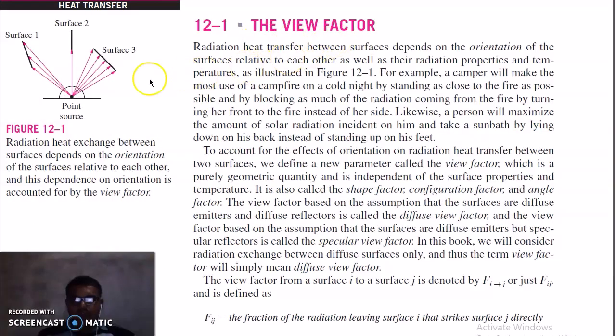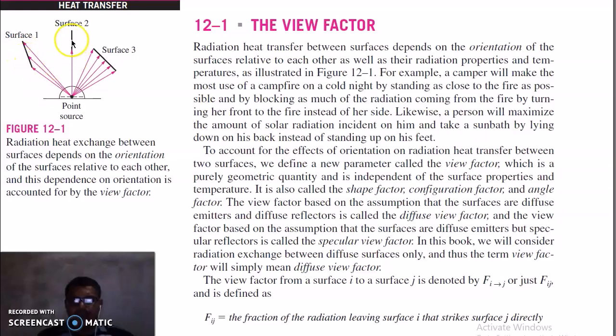The view factor. Radiation heat transfer between surfaces depends on the orientation of the surfaces relative to each other, as well as their radiation properties and temperature. For example, a camper will make the most use of a campfire on a cold night by standing as close to the fire as possible, and by blocking as much radiation coming from the fire, by turning her front to the fire instead of her back.